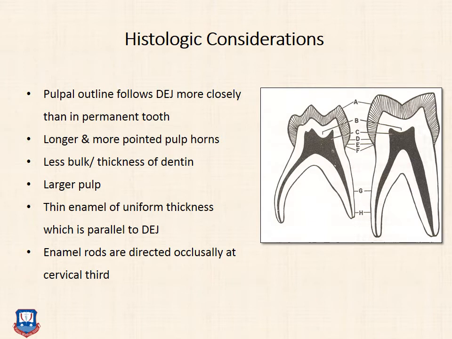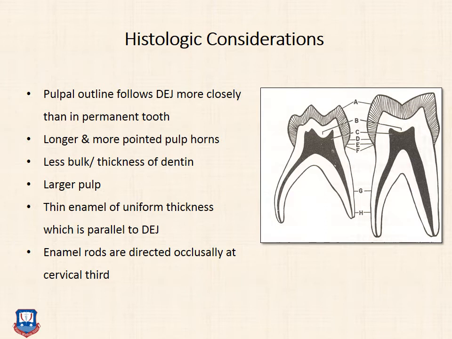Moving on to the histological considerations, as I have already discussed some of it, the pulpal outline follows the DEJ more closely than in the permanent tooth. As you can see, the pulpal outline and the DEJ follow the same outline, and the primary teeth have longer and pointed pulp horns, the mesiobuccal pulp horn being the highest.